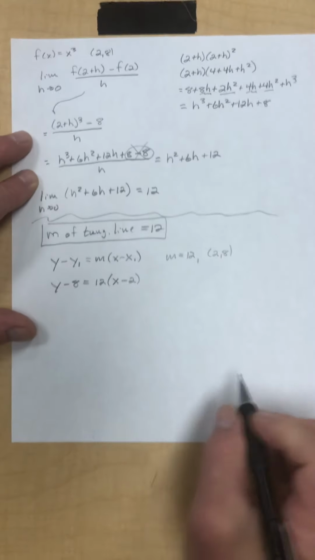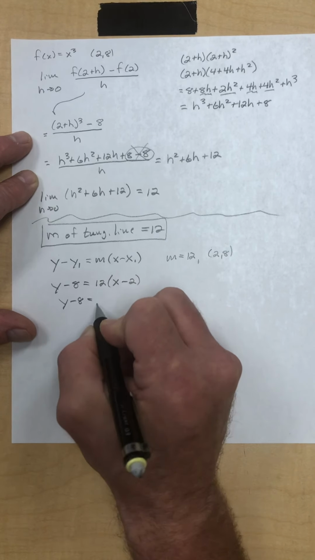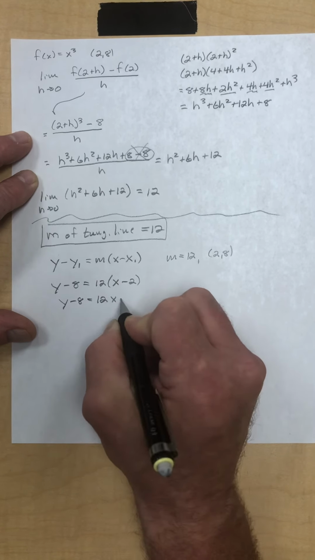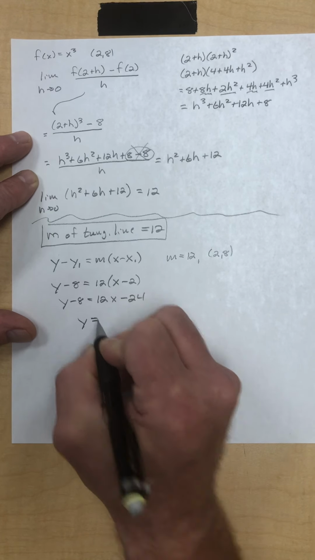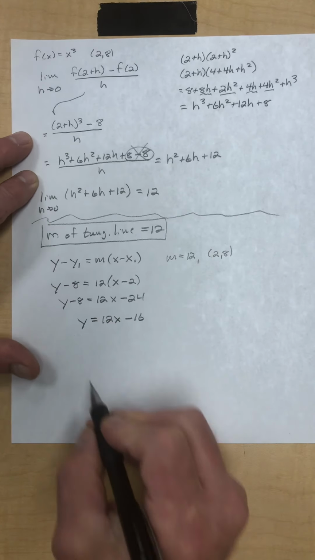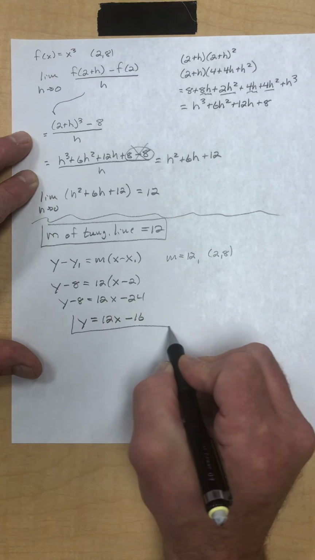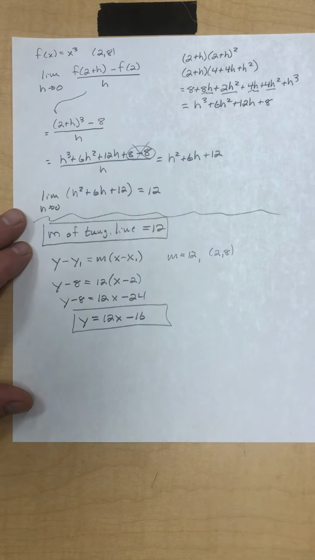And I'm just going to put it in slope-intercept form. Okay, so we get y minus 8 equals 12x minus 24, and then add 8 to both sides, so I get y equals 12x minus 16. And there is my equation of the tangent line at 2, 8. Okay, so we're good there.